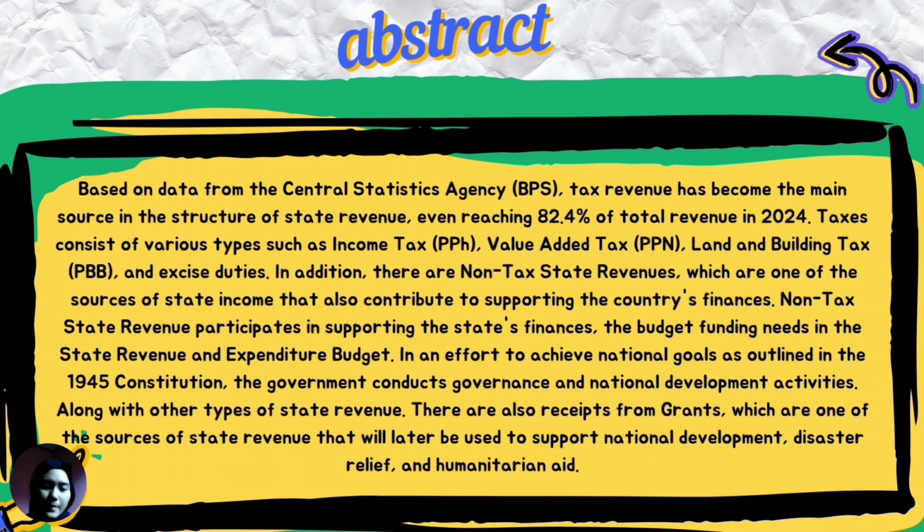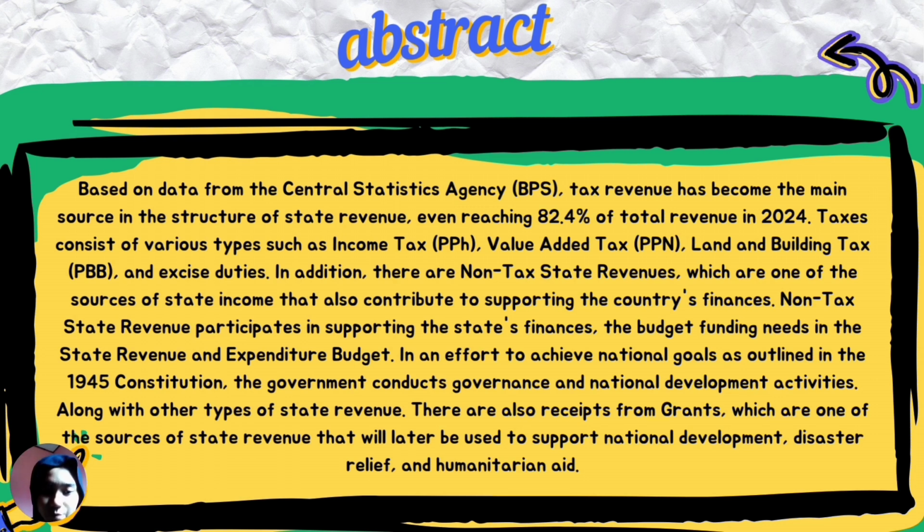For the abstract, based on data from the Central Statistics Agency or BPS in Indonesia, tax revenue has become the main source in the structure of state revenue, even reaching 82.4% of total revenue in 2024. These taxes consist of PPH, PPN, PBB and excise duty. In addition, there is non-tax state revenue, which is one of the sources of state income that also contributes to supporting the country's finance.